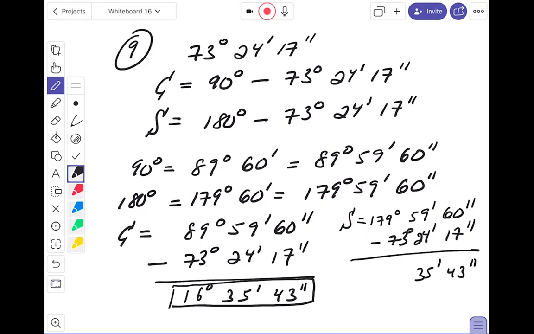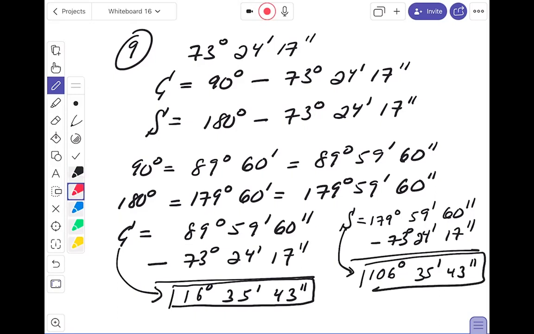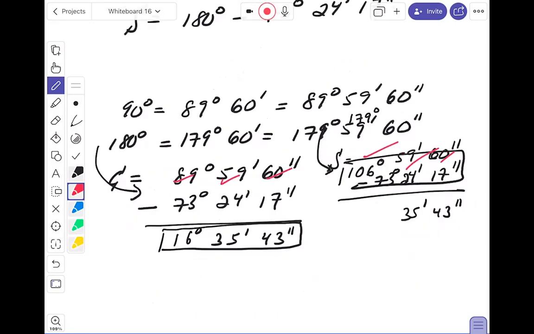And what do you get over there? I guess you get 106, right? 3 from 9 is 6, 7 from 7 is 0. Yeah, looks good. Look over here. Supplement, complement. Let's look at the answers, see if we got it. So we got 16, 35, 43. I'm glad about that. 106, 35, 43. Looking good. All right, let's go to number 10.